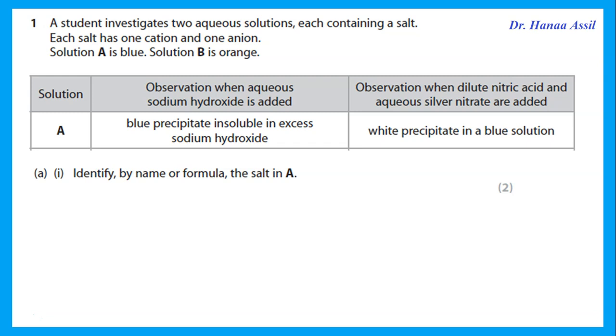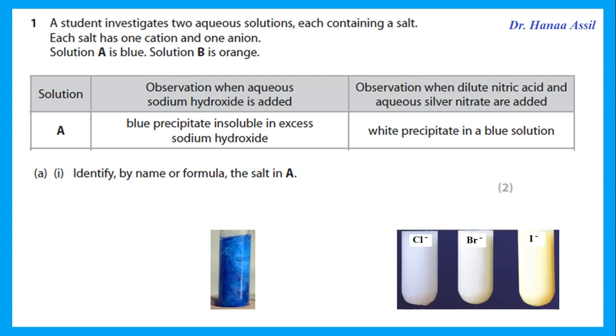Now, to solution A, he added aqueous sodium hydroxide and he got a blue precipitate insoluble in excess. Now, what gives a blue precipitate insoluble in excess with sodium hydroxide? You should know that that is copper 2. So we probably have copper 2 something. Then he added dilute nitric acid and silver nitrate and he got a white precipitate.